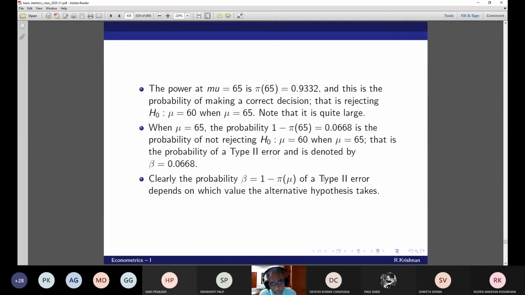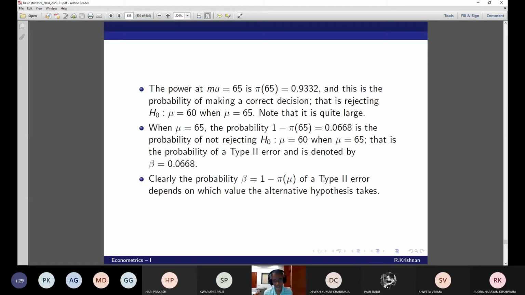This is the probability of making a correct decision. This is the probability of type 1 error, and this is the probability of making a correct decision, that is, rejecting the null when mu is equal to 65. This is a very good decision. Why? 65 is quite far from the hypothesized value of 60, and we are happy to note that it is quite large. So 1 minus 0.9332 is equal to 0.0668, the probability of not rejecting the null when mu is equal to 65.